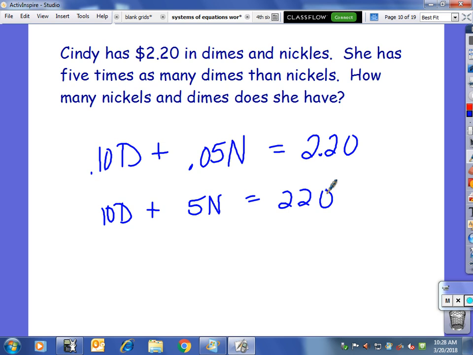The tricky one is the way they worded that second sentence, and they do this a lot. This still confuses me, honestly. I have to stop and think about this. She has 5 times as many dimes as nickels. What does she have more of? Dimes. So you need to make sure you write an equation that gives her more dimes. You would have to take her nickel number and multiply it by 5.